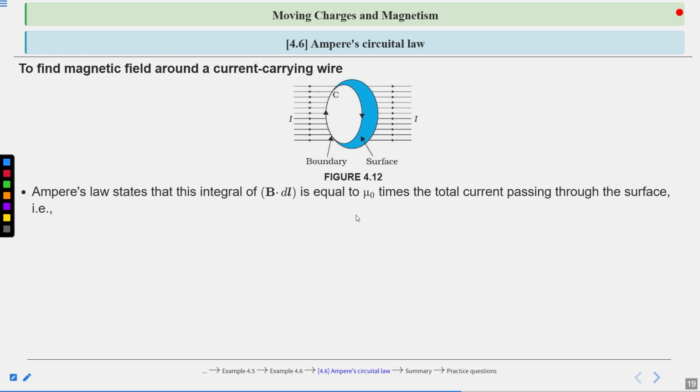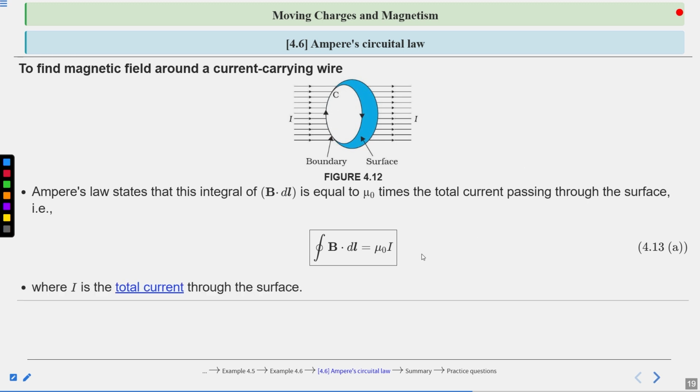So Ampere's law states that the integral of B dot dl is equal to mu naught times the total current passing through the surface. Mathematically it is represented like this: closed integral B dot dl equals mu naught I, and this I is the current enclosed by the surface or by this boundary loop. Got it? Mark it as 4.13a, where I is the total current through the surface.